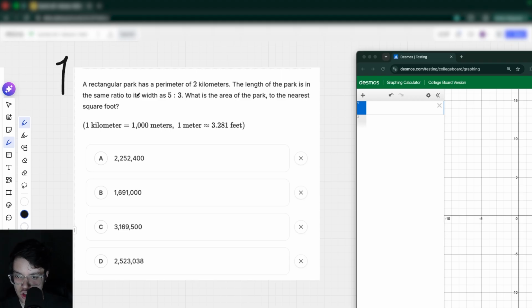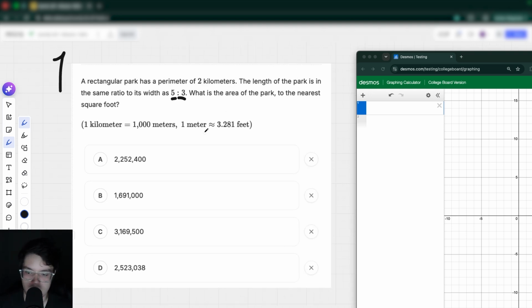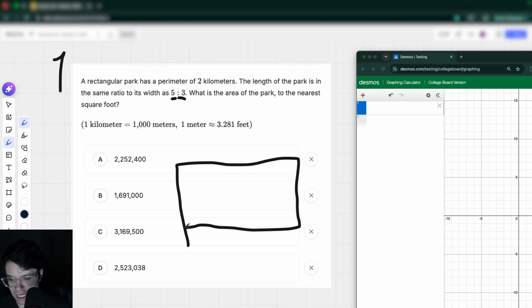So we have a rectangular park with a perimeter of 2 kilometers. The length of the park is in the same ratio to its width as 5:3. What is the area of the park to the nearest square foot? We do have to do some non-unit conversion stuff just to start this problem off, but that was discussed a little bit more in my area and volume video if you want to see an overview of that.